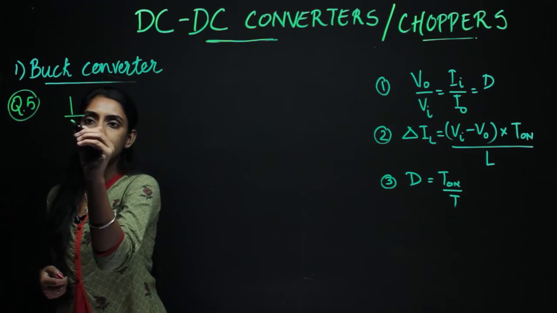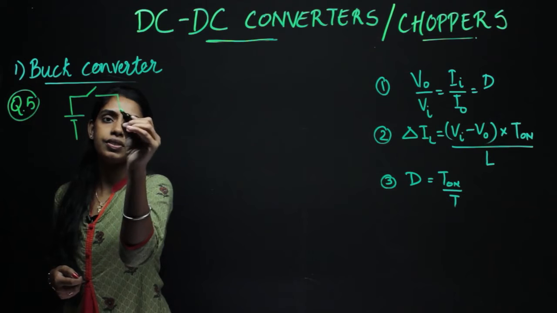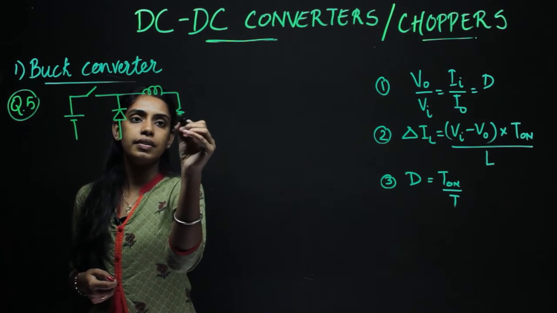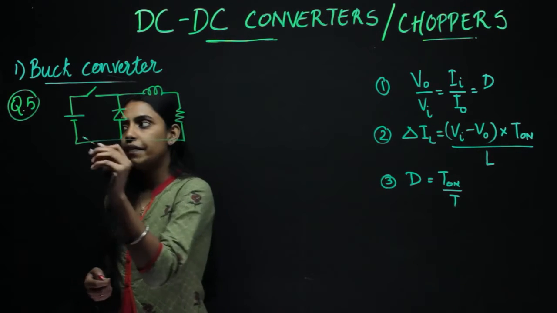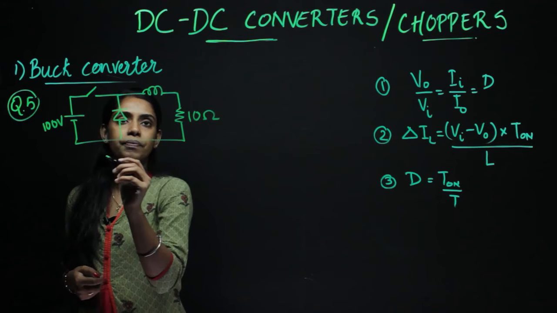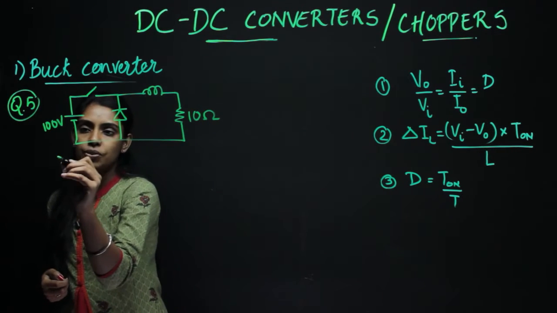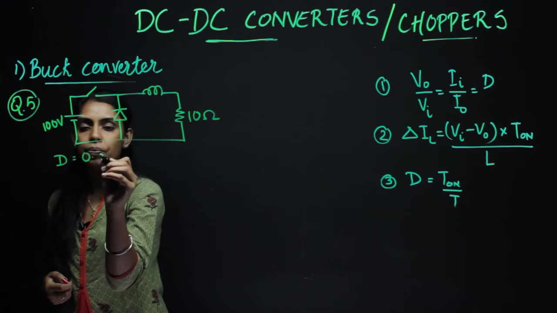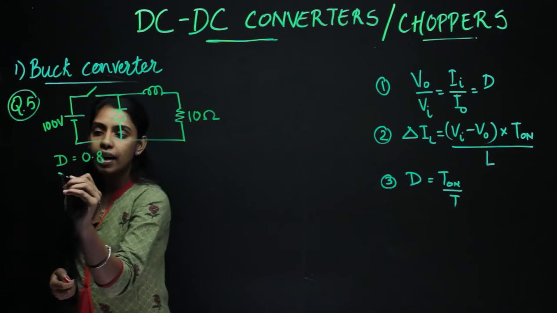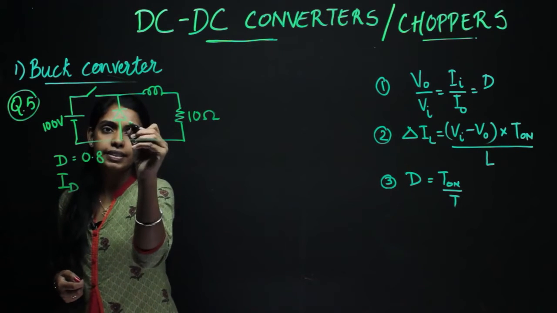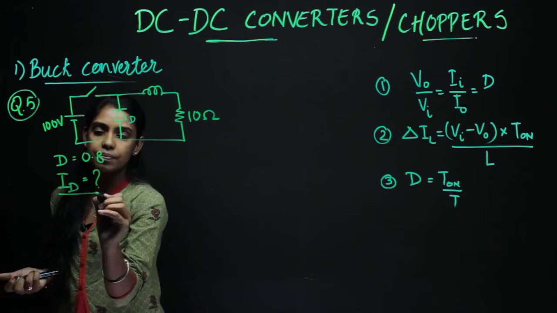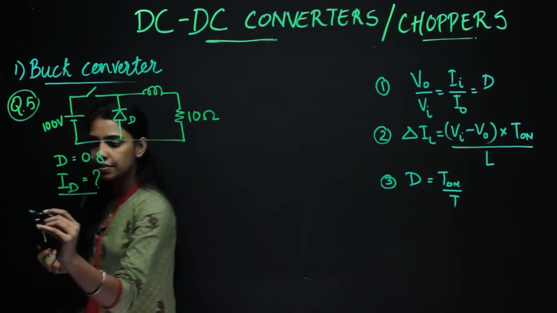The circuit that they have given is a switch, a diode, an inductor, and the load. They have given the input voltage as 100 volt. The load they have given as 10 ohms. And they have also given that the duty cycle of the switch is 0.8. What they have asked to find is the average diode current, that is ID. If we consider this as D, then this is ID which they asked us to find. So we now have to find a solution for this.